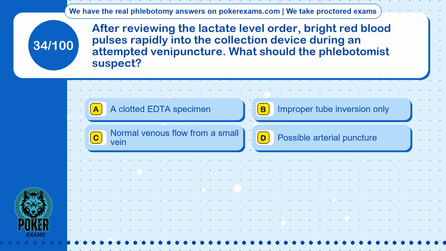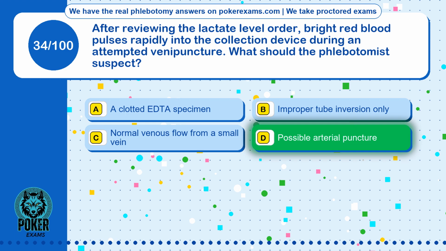Question 34. After reviewing the lactate level order, bright red blood pulses rapidly into the collection device during an attempted venipuncture. What should the phlebotomist suspect? Option A. A clotted EDTA specimen. Option B. Improper tube inversion only. Option C. Normal venous flow from a small vein. Option D. Possible arterial puncture.